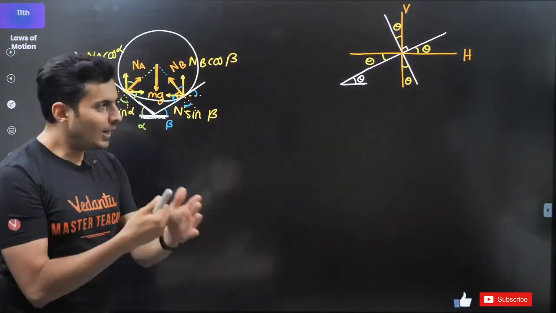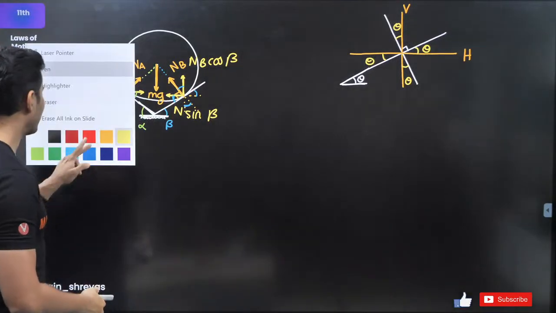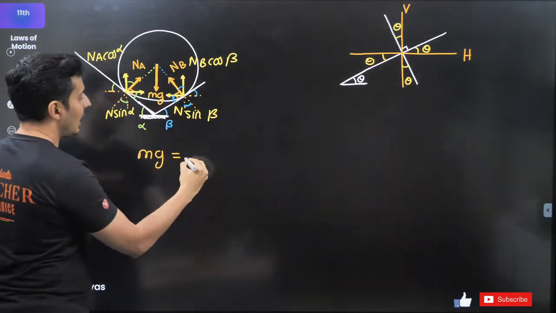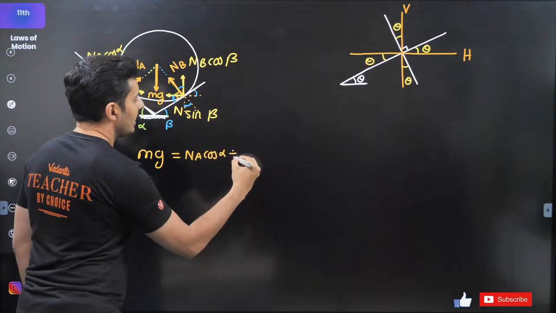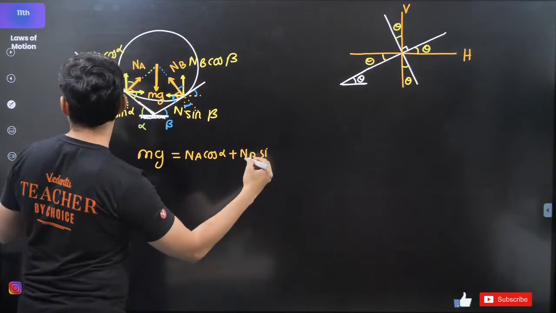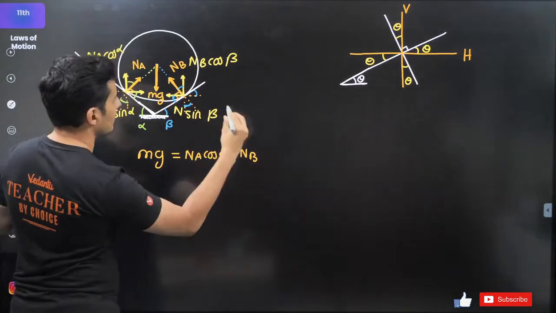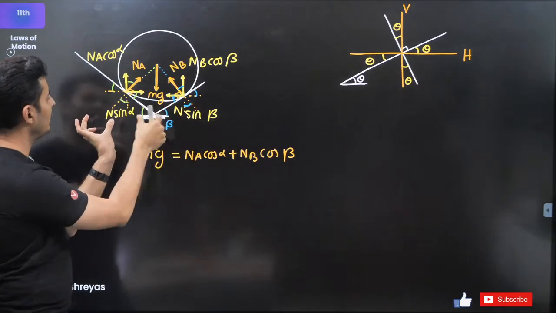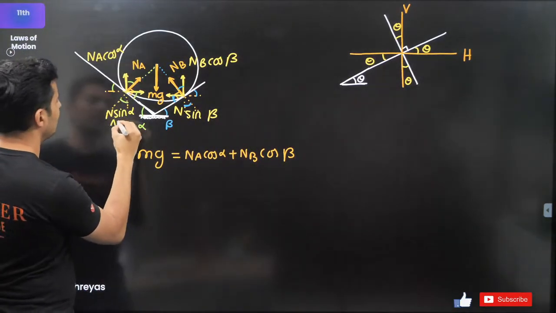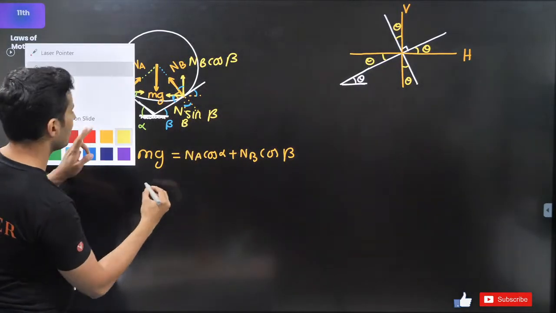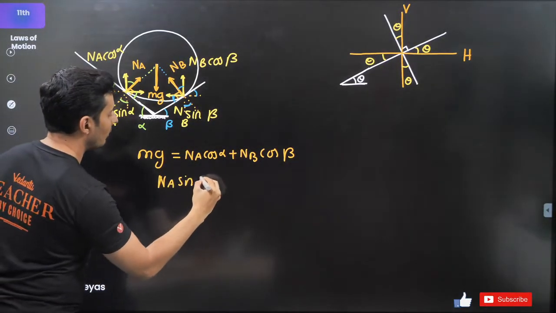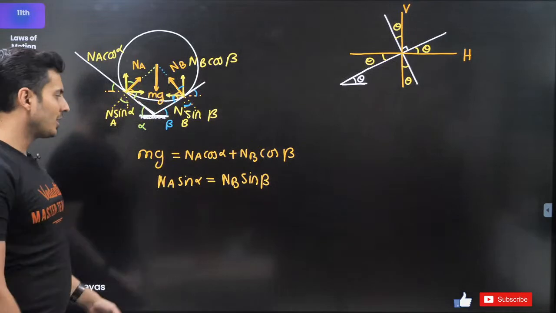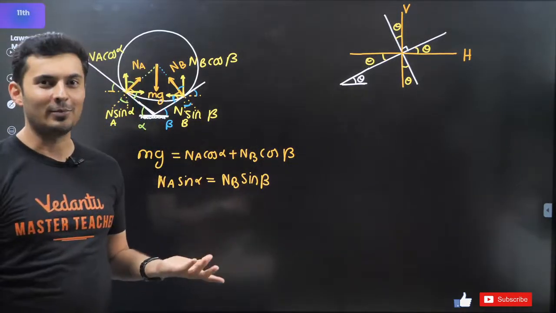Very good. Now you can write equations whatever you want. For example, in the vertical direction, one can say mg, which is down, is going to be Na cos alpha plus Nb cos beta. And if you want to write in the horizontal direction, there is no other force apart from these two. So this is Na, this was Nb. So it will be nothing but Na sine alpha equals Nb sine beta. So these are the two equations which will help me find the values of Na and Nb.